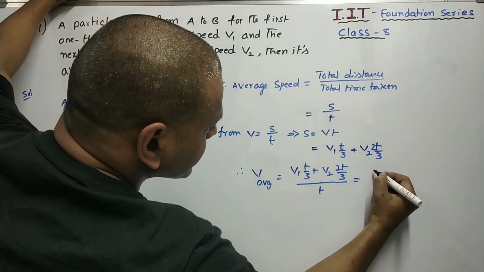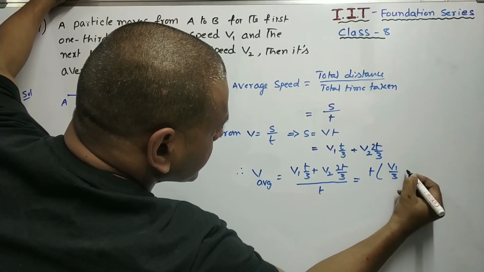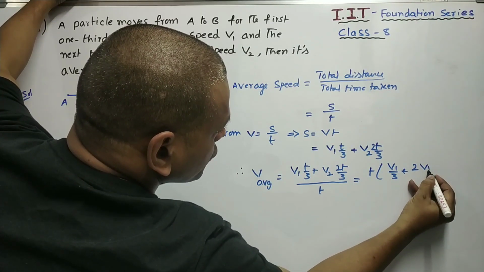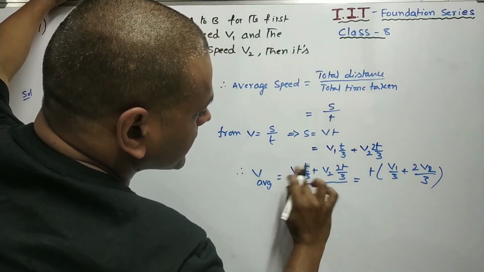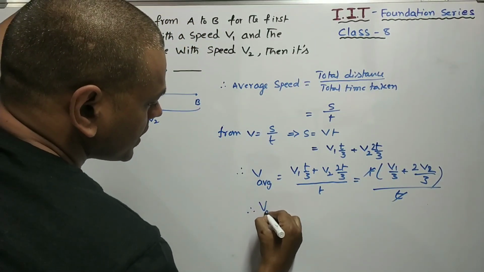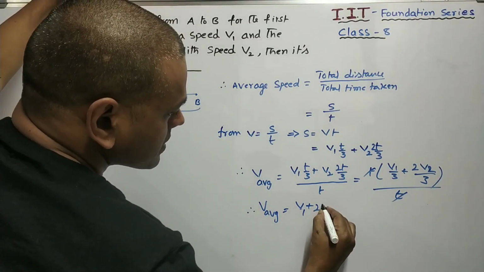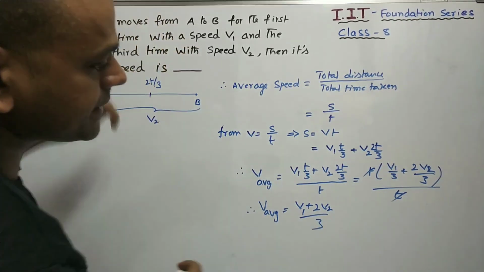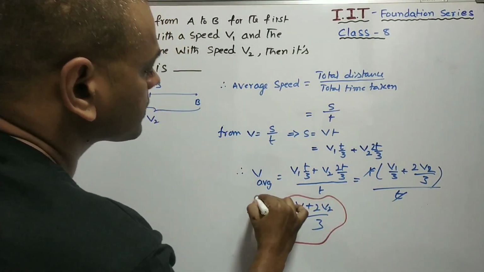So it may be written like this. Taking t as common, this is equal to v1 by 3 plus 2v2 by 3, after t taken as common, by t. So t is cancelled. So v average is equal to v1 plus 2v2 by 3. So this is the answer for this question.